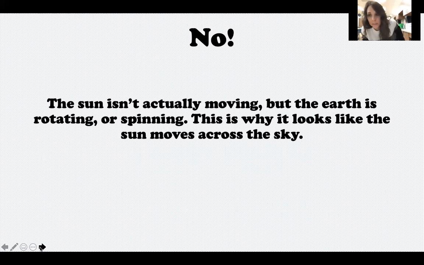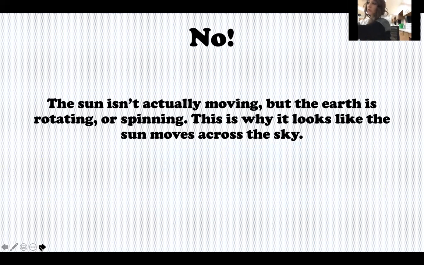Remember last week we talked about how day and night is caused by the earth's rotation or spin. When we're facing the sun, it's day. When we're facing away from the sun, it's night. This is the same reason why the sun appears to move across the sky all day. The sun isn't moving. We are actually the ones moving.